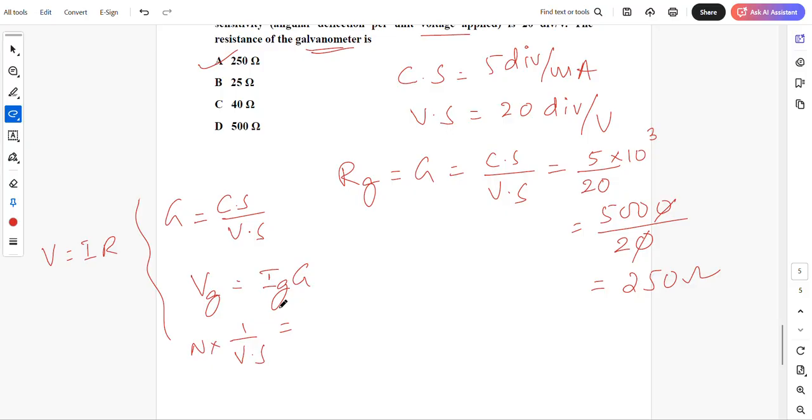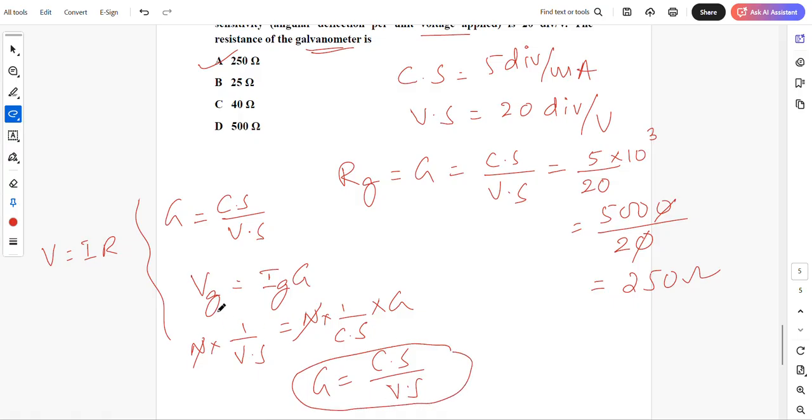And Ig is nothing but full scale deflection current or galvanometer current. It is given by N into 1 by Cs, into G. Where N is the total number of divisions. What is meant by voltage sensitivity? Voltage sensitivity is nothing but deflection per unit voltage. N gets cancelled. You will get G is equal to Cs by Vs. You have to remember this.